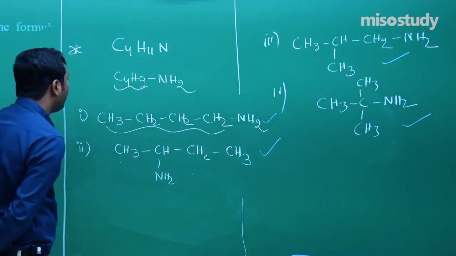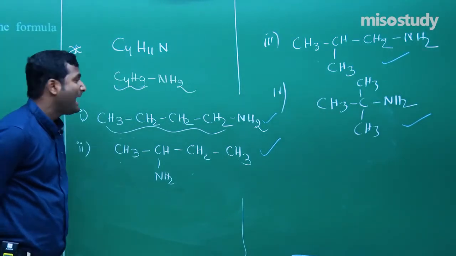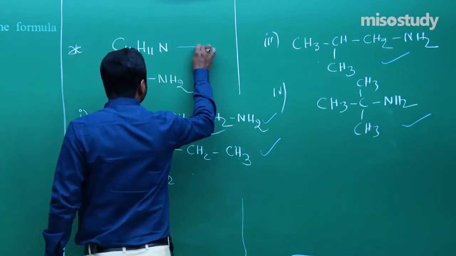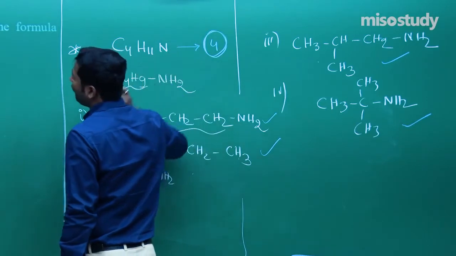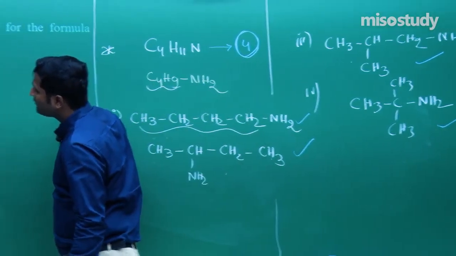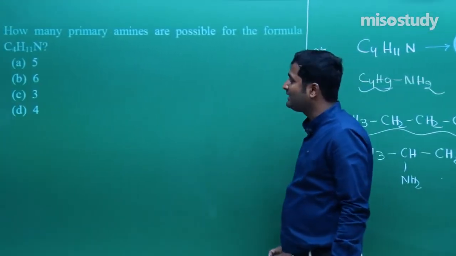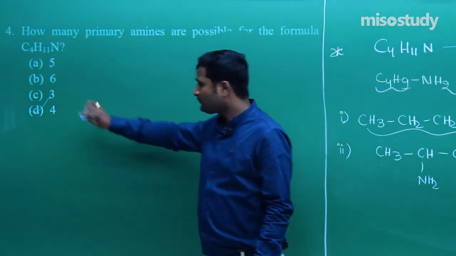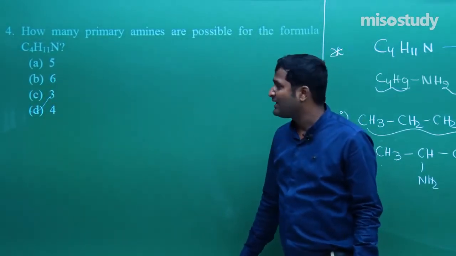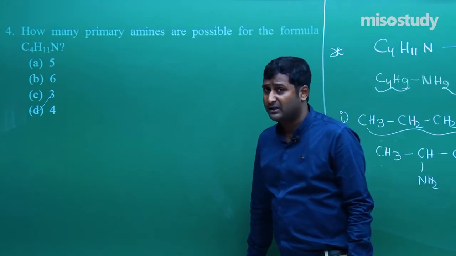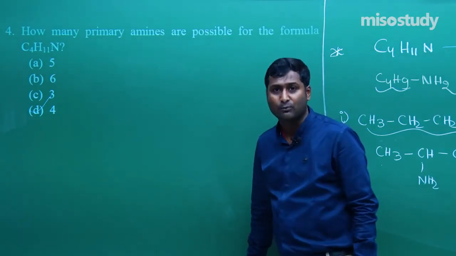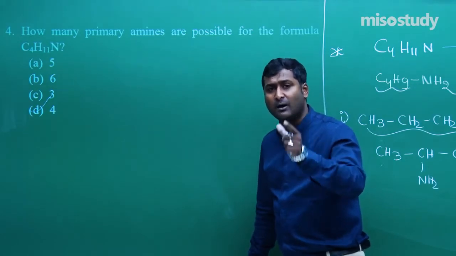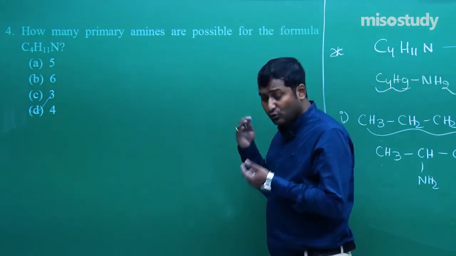So for the formula C4H11N, the number of primary amines is equal to 4. So for this question, what will be the correct option? That is 4. I am taking lots of time while solving this question, but in a competitive examination you have just 30 to 40 seconds to solve such a question. So boost your knowledge with complete theory.